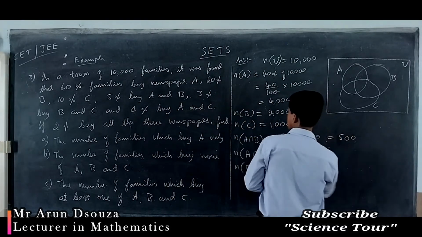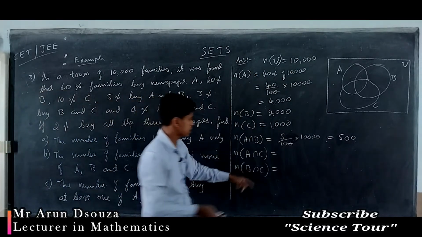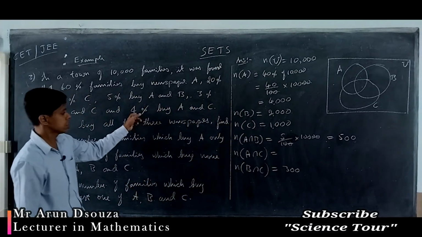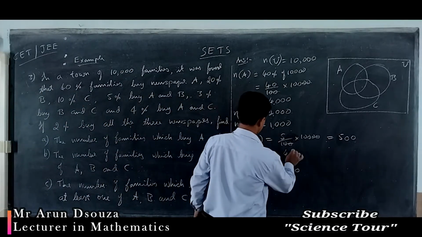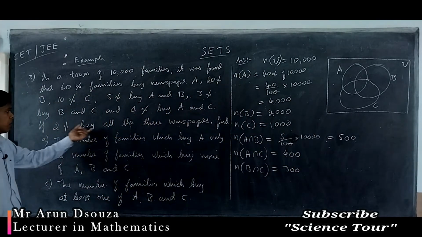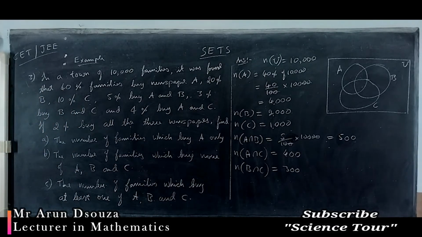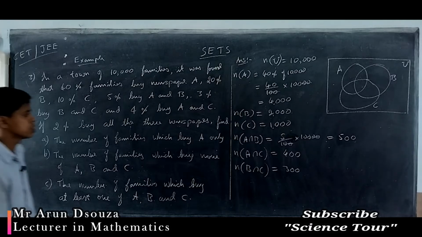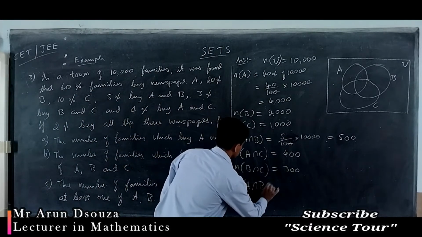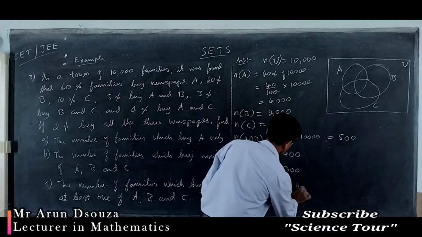And similarly, what is the next thing? You have 3% B and C. B and C is 3%, which is 300, and then A and C is 400. Now, what about 2%? What is this 2%? By all the three. Okay, so 2% by all the three newspapers. What do you mean by all the three? That is n of A intersection B intersection C. And what is it? 2%, 200 families.